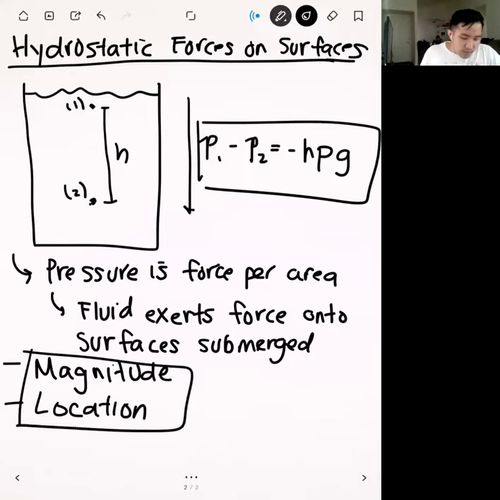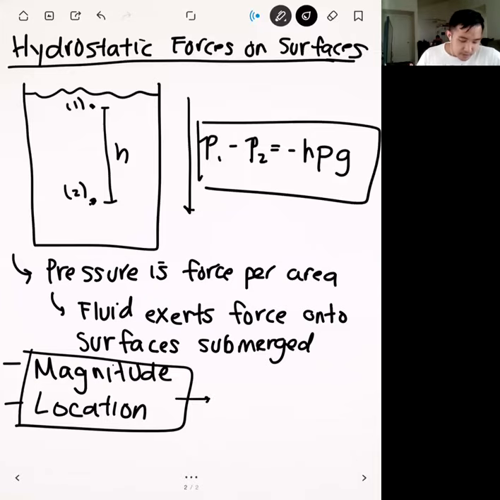And so anytime you come across a problem which is asking you to solve for the hydrostatic force on a surface, either by computing a moment or, I think you guys are starting to get the hang of what these questions look like, the first thing that you should always do is compute what's the magnitude of this force and what's the location of this force. Okay?